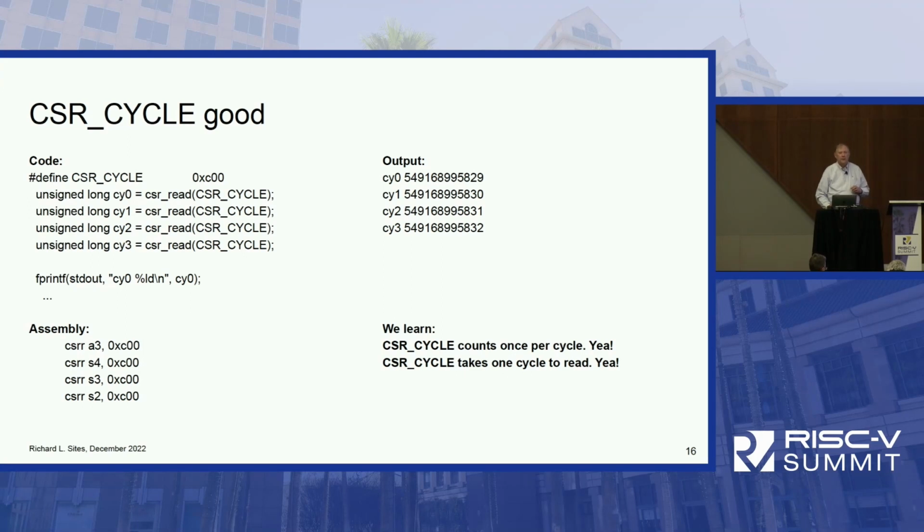So I started with an Unmatched board, and I just wrote a little program that does a CSR read of the cycle counter, does 4 of those, and then prints them out, and looked at the compiled assembly language to make sure it really was read into 4 different registers. No other instructions, just read. And the output after reading them, I get 829, 830, 831, 832 at the end. So from that, I learned that CSR cycle, in fact, counts once every cycle and takes only 1 cycle to read.